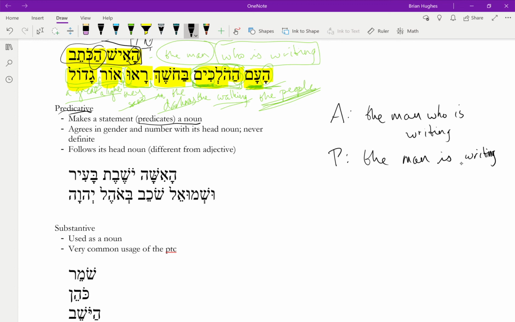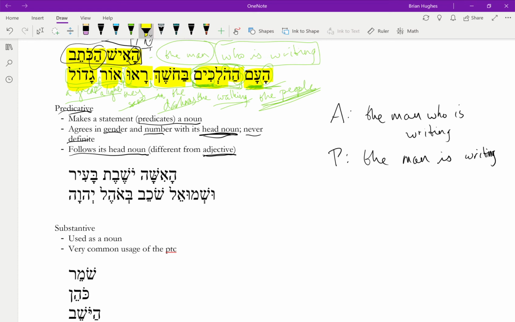So we've already seen that with adjectives, right? The man is good. The horse is bad. The king is wicked. These are predicative adjectives. And so we can do that as well with participles, with one difference. They're going to agree in gender and number with the head noun, just like predicative adjectives. They're never going to be definite, just like predicative adjectives. The difference is that it follows the head noun, whereas remember with adjectives, they usually precede the noun they modify. And so we're going to have to pay attention to this.